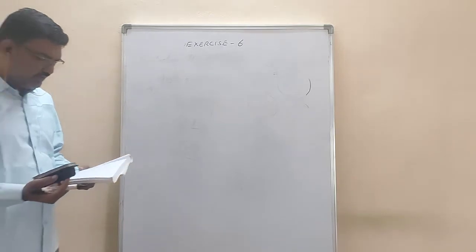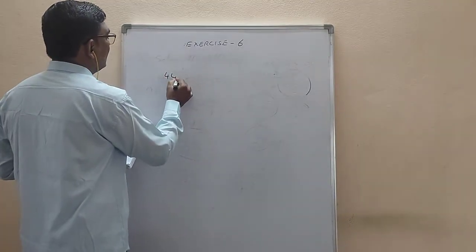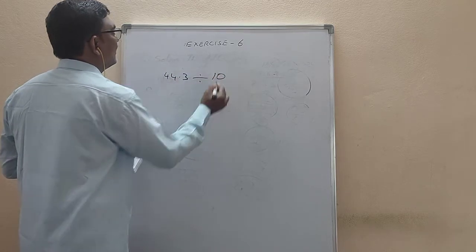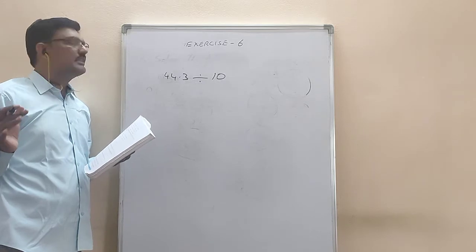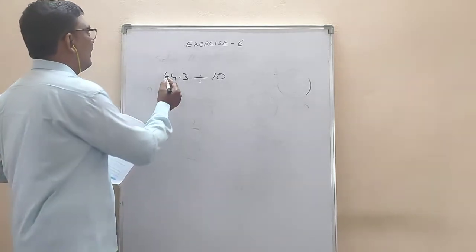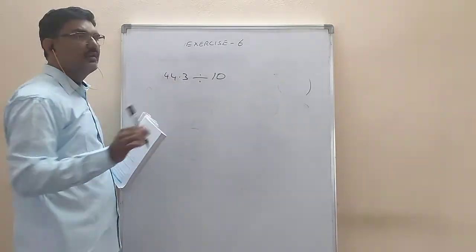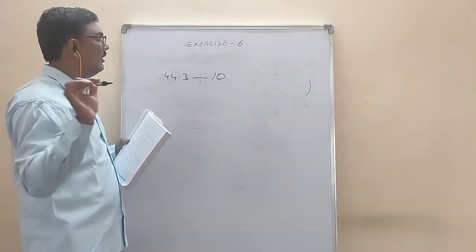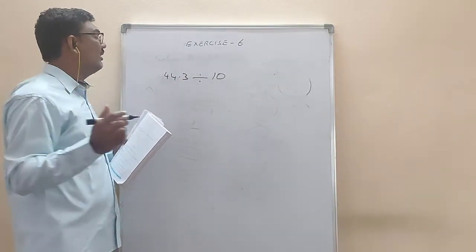What is the next problem here? 44.3 divided by 10. Whatever problem is there, first you should not fear by seeing the problem. 44.3 is a decimal number because you are seeing a point here. Point is also called decimal. So this decimal you have to convert into a rational number.